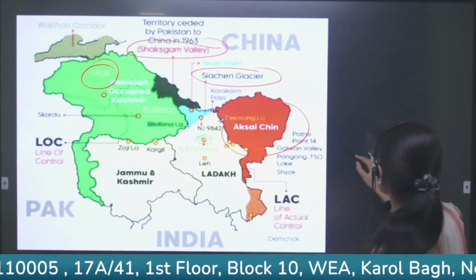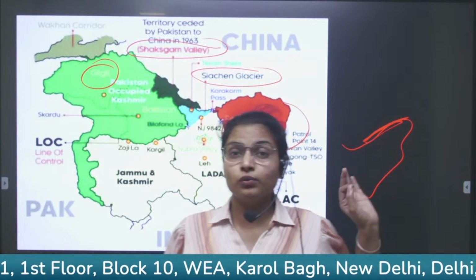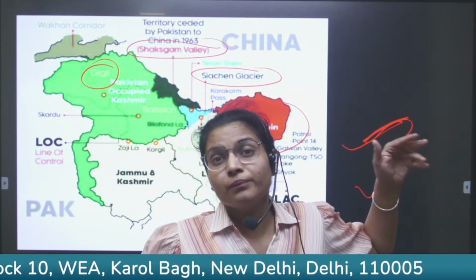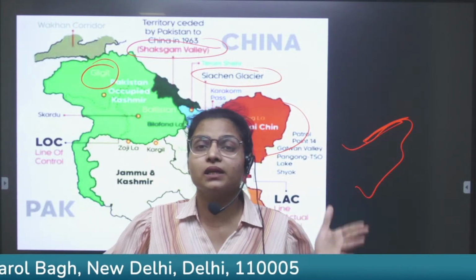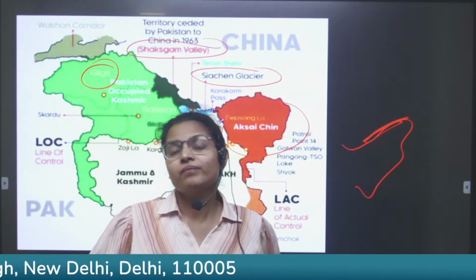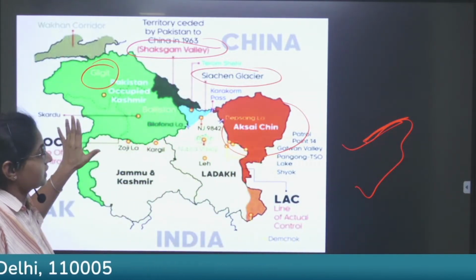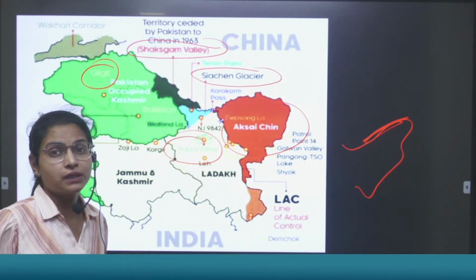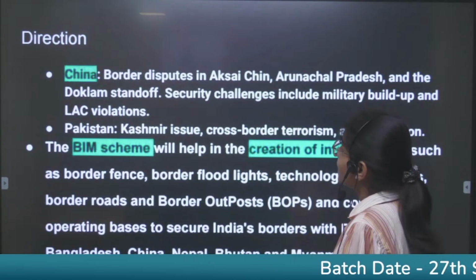And in the northeast region you can also show the problem in Arunachal Pradesh, like how China has issued visas to people of Arunachal Pradesh. Now this is how you can show it on the map. Nubra Valley was also asked in the prelims. This has been asked twice in the paper.